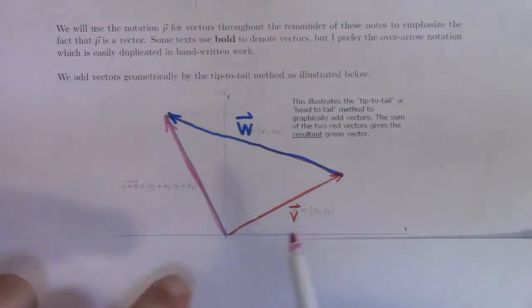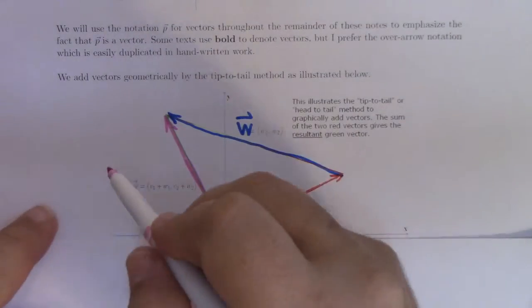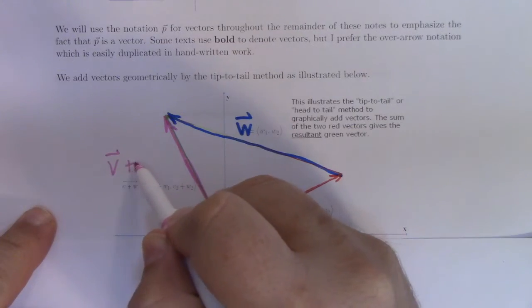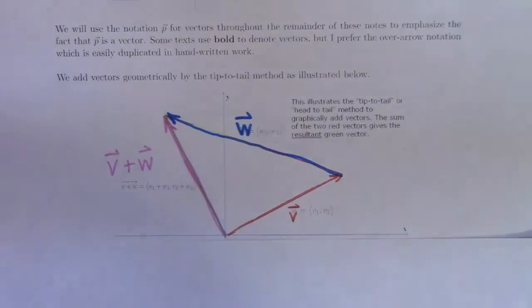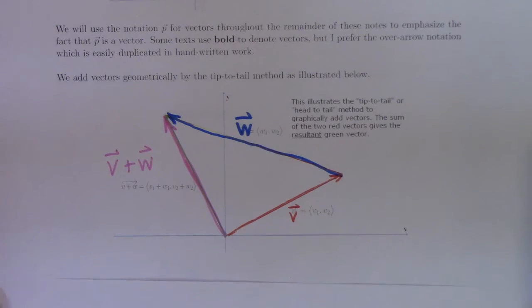So that is v plus w. We go v, then go w, that's v plus w. That's how to add them geometrically. And that also lines up well with the addition rule that I already wrote on the previous page.